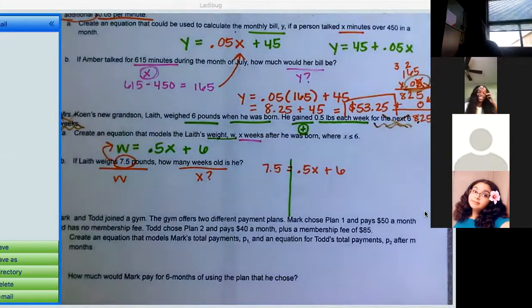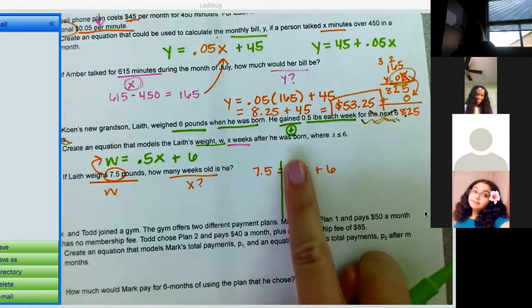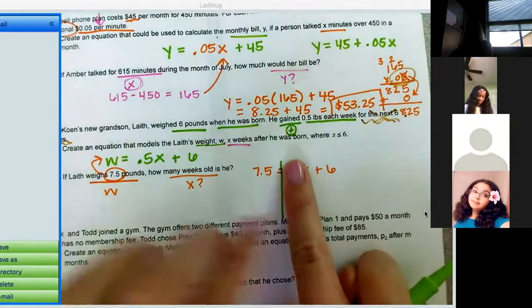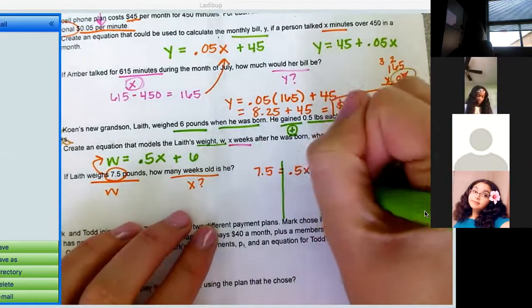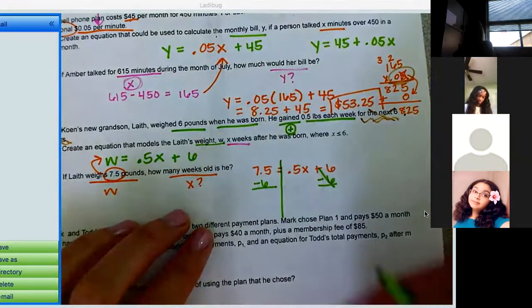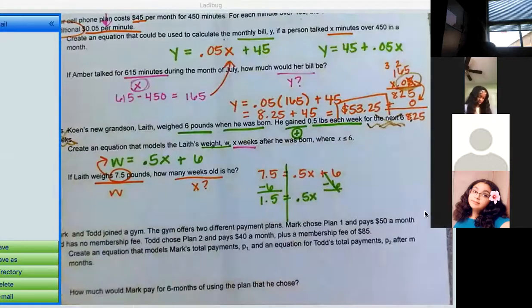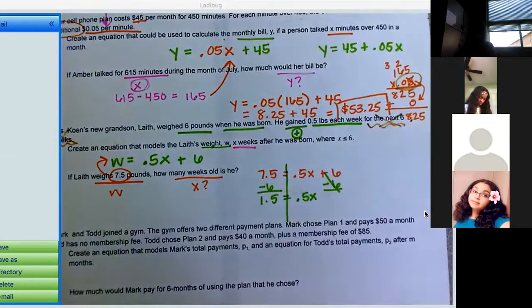How do we solve for X? Subtract 6. Good. Cover the X. Remember that from the quiz tomorrow. Cover X. Subtract. What's 7.5 minus 6? 1.5. 1.5 equals 0.5x. How do I get x by itself?